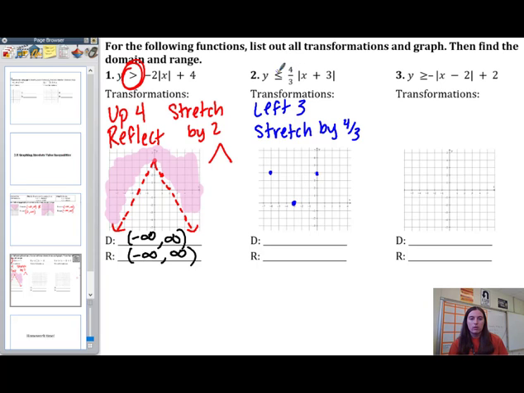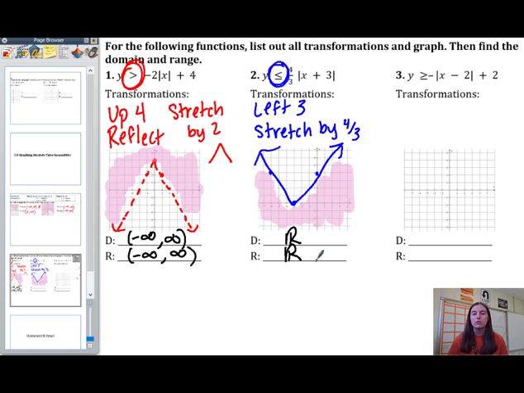This has a less than or equal to, so it's going to have solid lines. And then the less than part tells me everything below my graph, so I'm shading outside of this graph. So once again, our domain is all real numbers and our range is all real numbers, or negative infinity to infinity for both.